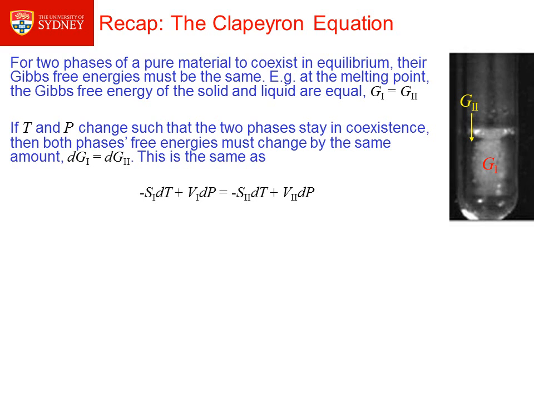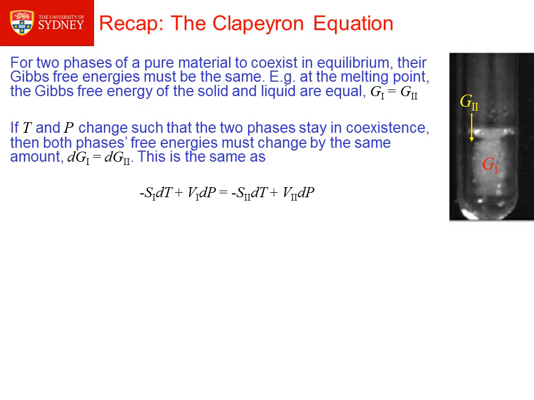For two phases of a pure material to coexist in equilibrium at a fixed temperature and pressure, their Gibbs free energies must be the same. For example, at the melting point, the Gibbs free energy of the solid and the liquid phases are equal. G1 equals G2. If T and P change such that the two phases stay in coexistence, then both phases' free energies must change by the same amount. dG1 equals dG2.